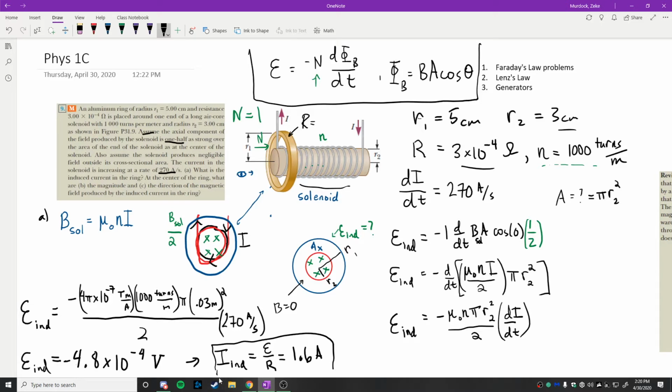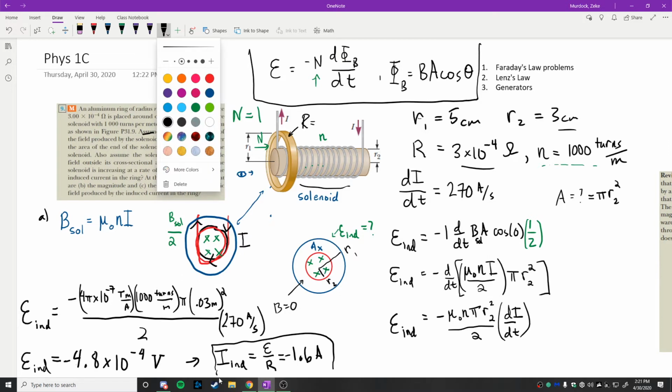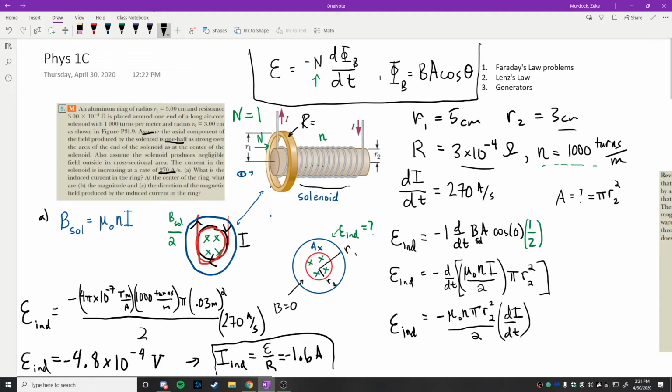All right. Yeah, there's a negative sign here. What do these negative signs mean? Well, they mean this. Our current was flowing this way before, right? We'll use red. Red's fine. The current is flowing this way.